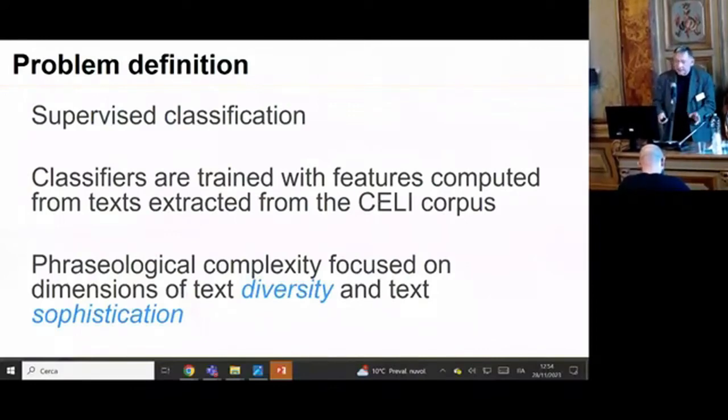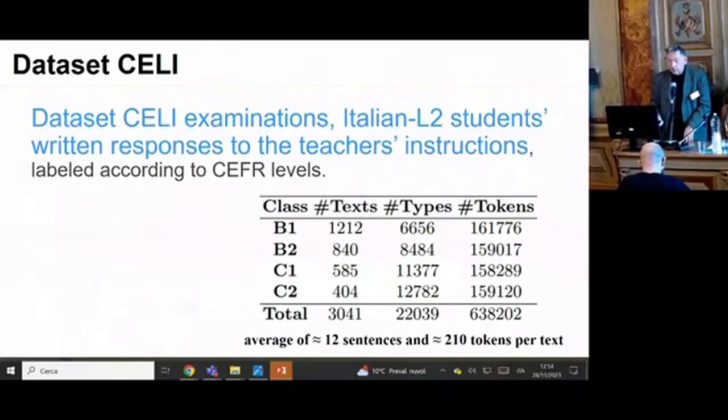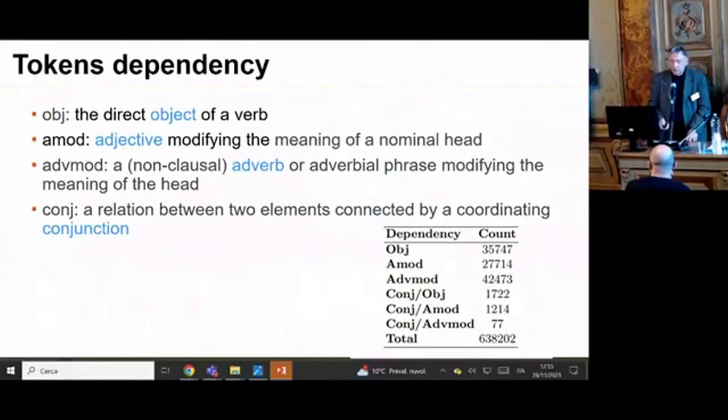And there are also some open aspects that we are still working on. As you know, the CELI corpus, from the machine learning point of view, is a little bit unbalanced. We have 1,212 texts in class B1, while class C2, the highest class, is represented by one third of the data. These are aspects that you have to consider when you do a classification. And of course, as Giulio introduced before, we have considered token dependencies and phraseological measures based on these dependencies.